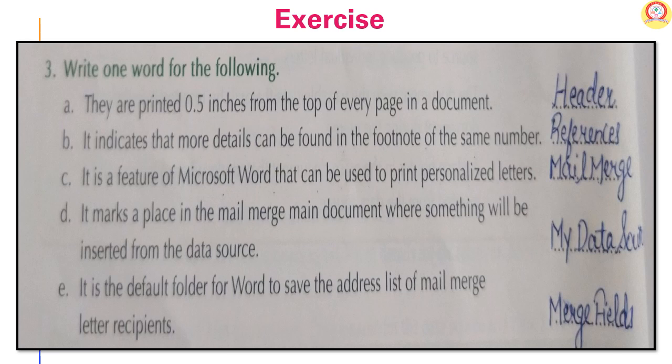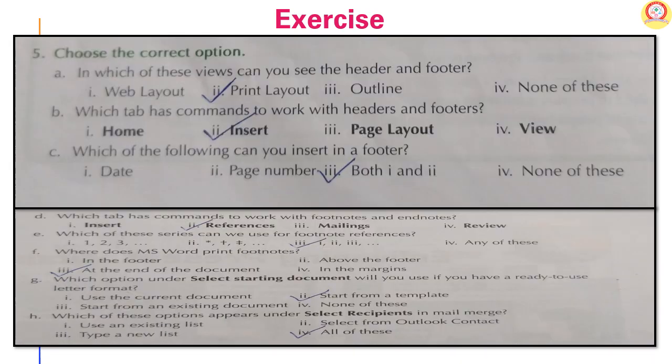D. It marks a place in the mail merge main document where something will be inserted from the data source. Merge fields. E. It is a default folder for Word to save the address list of mail merge letter recipients. So what will come? My data source. Okay, children? Now let's move to question 5th.